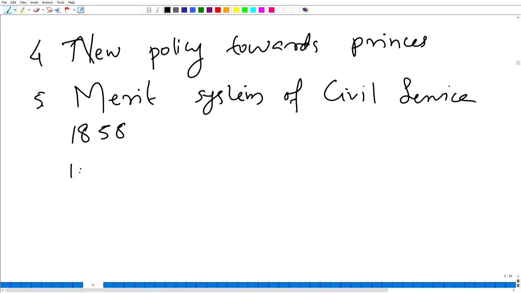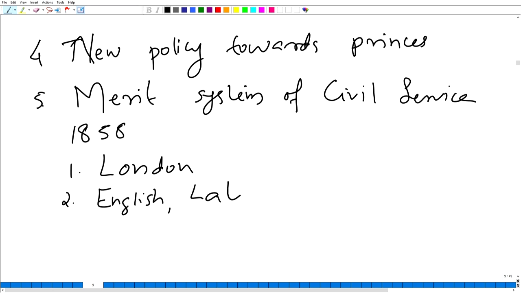However, only a few Indians could enter into civil service because the examination was held far away in London, thousands of kilometers far away from India. Secondly, the questions were heavily based on the knowledge of English, Latin and Greek. These were unfamiliar to Indians.